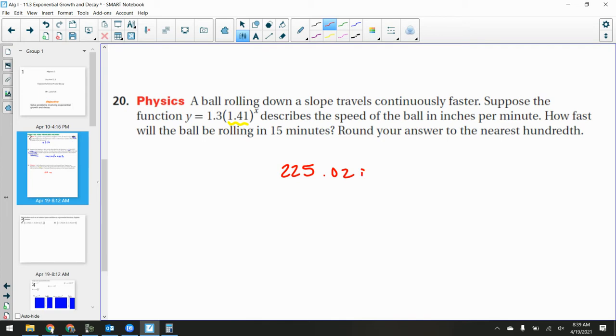Now, that being said, inches, right? Suppose the function describes the speed. Inches per minute. Yeah. That's the label there. Now, what I was saying before, if the problem on your OST test said round to the nearest hundredth, they might be picky about that. So please, please, please watch what they're asking it to be rounded to. For my purposes, in my class, I really don't care. As long as you have the right answer, I'm good.